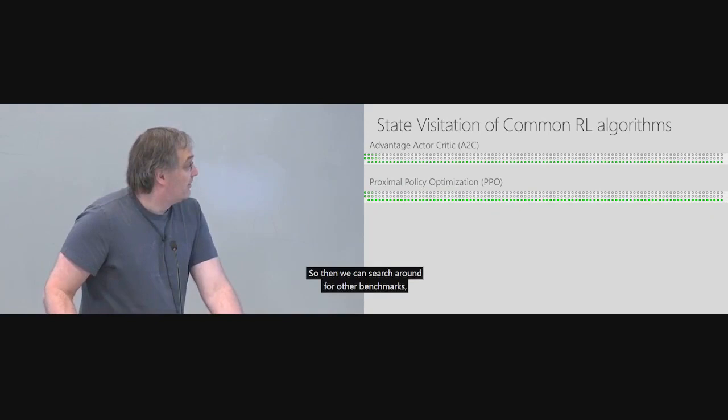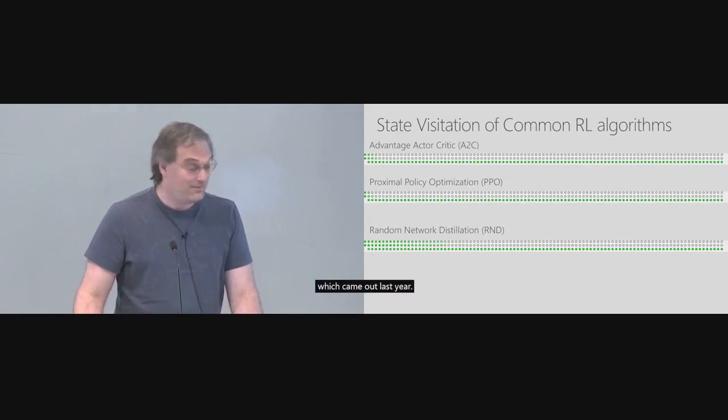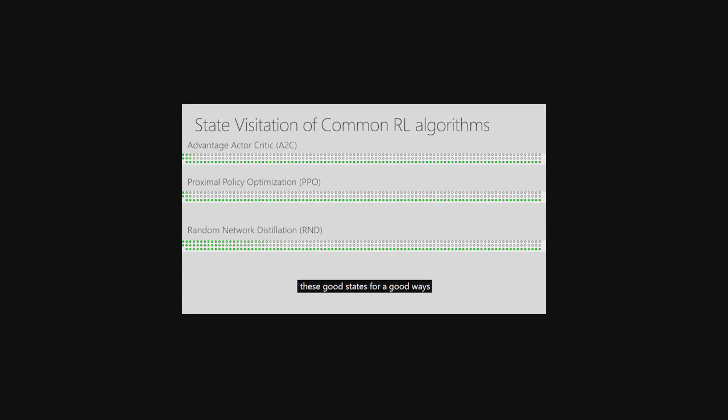Okay, so then we can search around for other benchmarks. We actually found one which is non-trivial. There's this random network distillation approach, which came out last year. And there we can actually get it to visit these good states for a good ways, and then it kind of peters out over time, and again, you can't get to the solution.